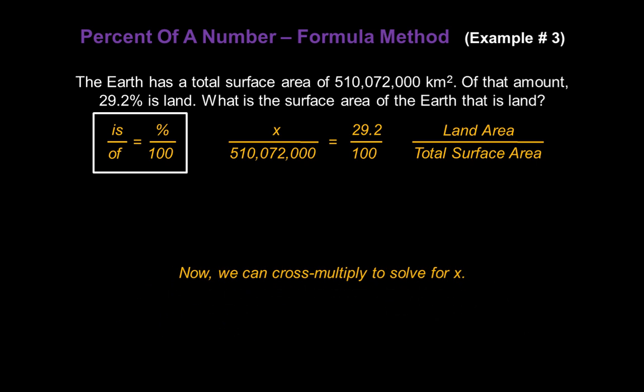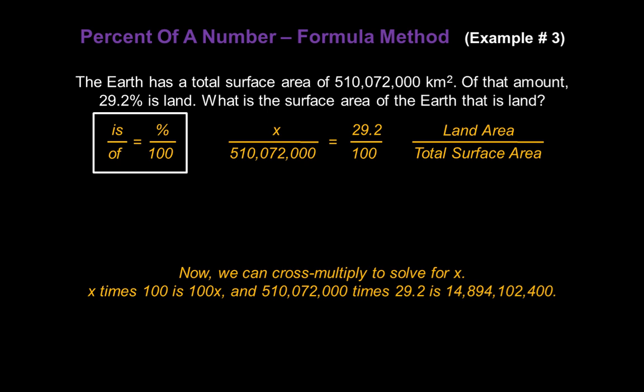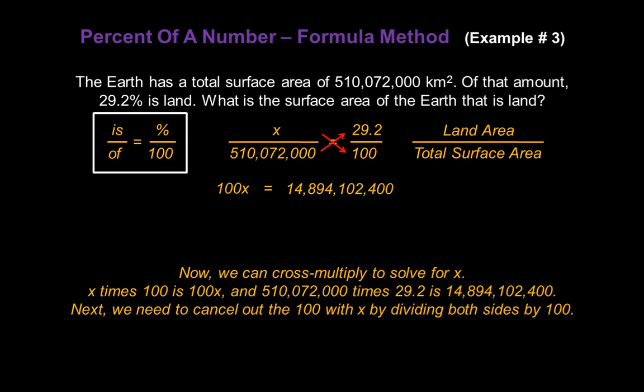Now we can go ahead and cross multiply to solve for x. X times 100 is 100x, and 510,072,000 times 29.2 is, I had to get out my calculator for this one, 14,894,102,400. Next, we need to cancel out the 100 with the x that we're trying to solve for by dividing both sides by 100.